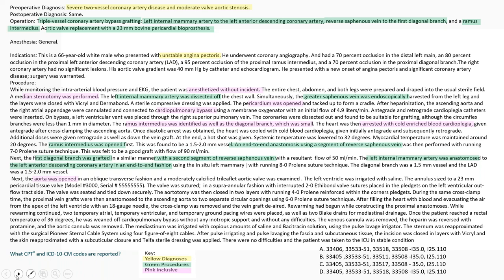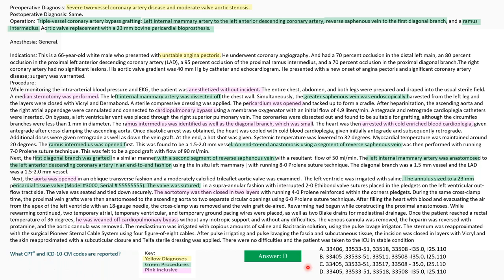Next procedure, the aorta was opened. The annulus sized to a 23 mm pericardial tissue valve. The valve was sutured. The aortotomy was then closed in two layers, and he was weaned off the cardiopulmonary bypass without difficulty.